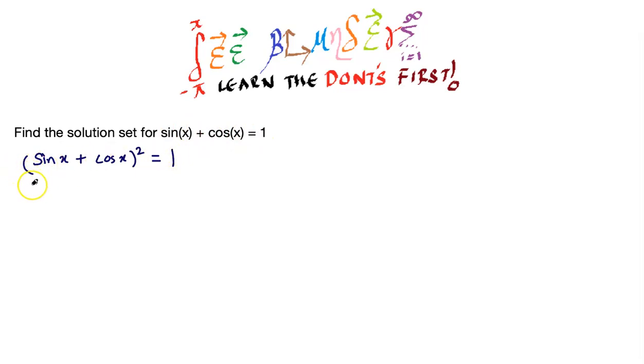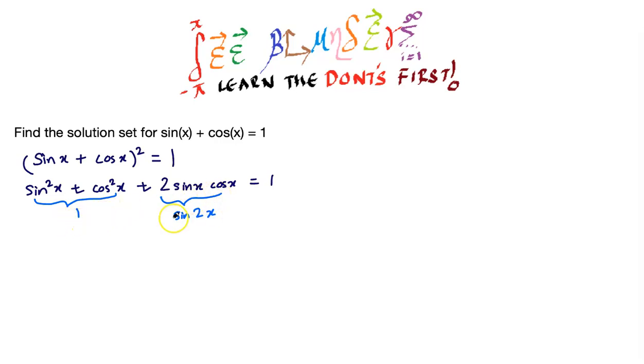And now if we expand this, we get sin squared x plus cos squared x plus 2 sin x cos x equals 1. Sin squared x plus cos squared x equals 1 from the trigonometric identity, and 2 sin x cos x equals sin 2x from another identity. So 1 plus sin 2x equals 1. That means sin 2x must equal 0.